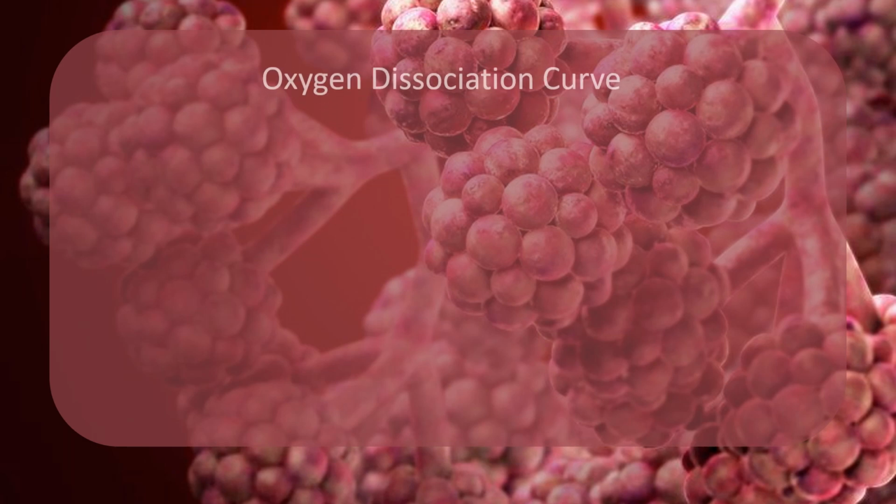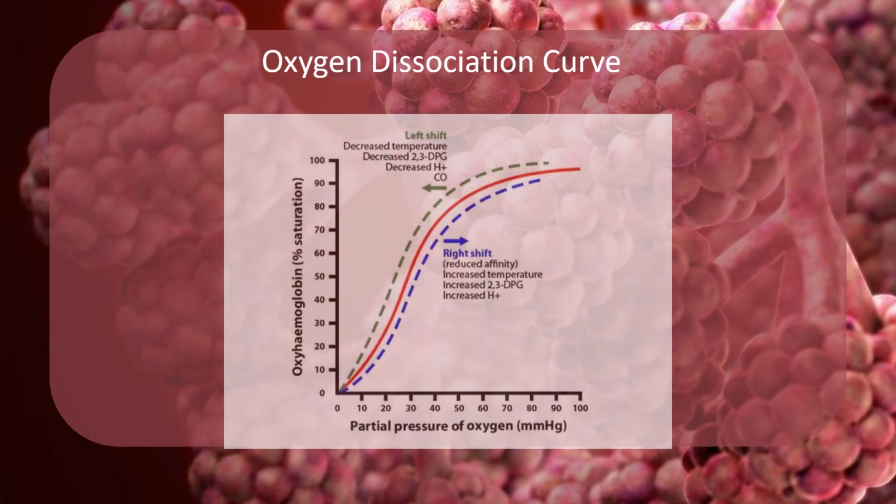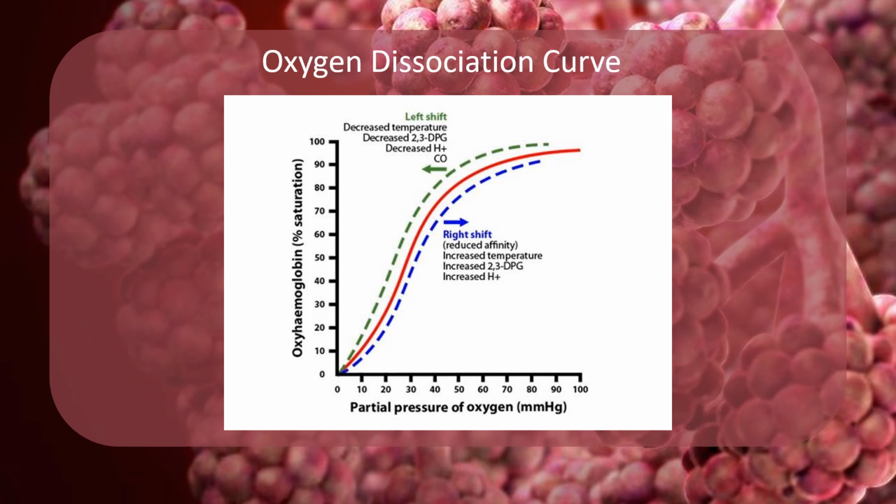So next one is the oxygen dissociation curve. The oxygen dissociation curve is a graph that shows the proportion of oxyhemoglobin against oxygen pressure. In this picture, you can see the x-axis shows the partial pressure of oxygen in mmHg and the y-axis shows oxyhemoglobin percentage saturation. When the oxygen pressure is low, the percentage of oxyhemoglobin formed will also be lower.